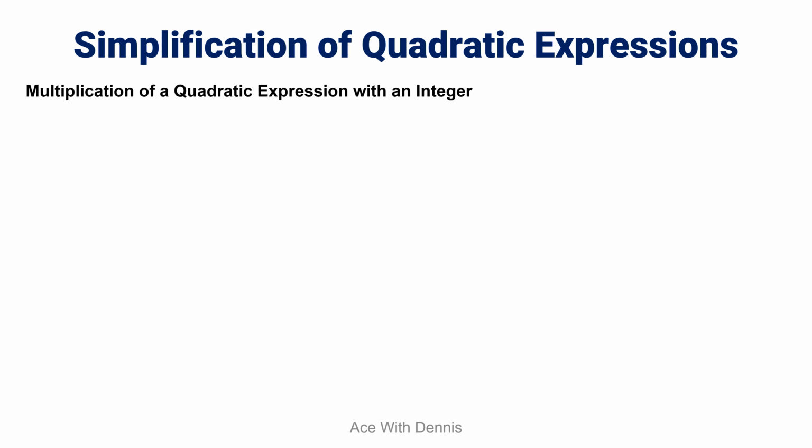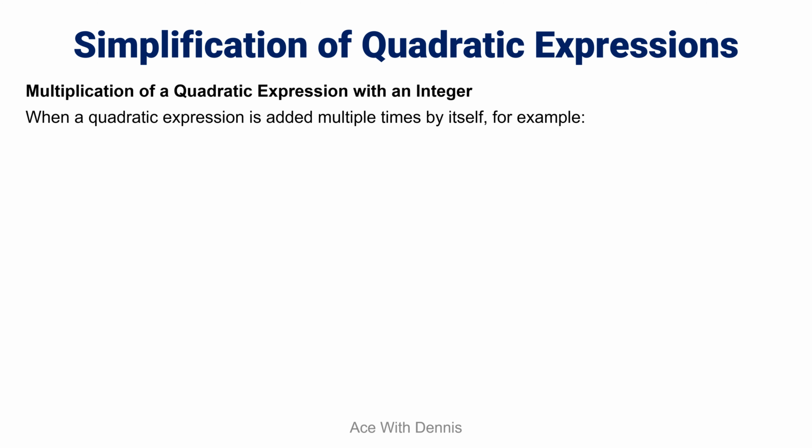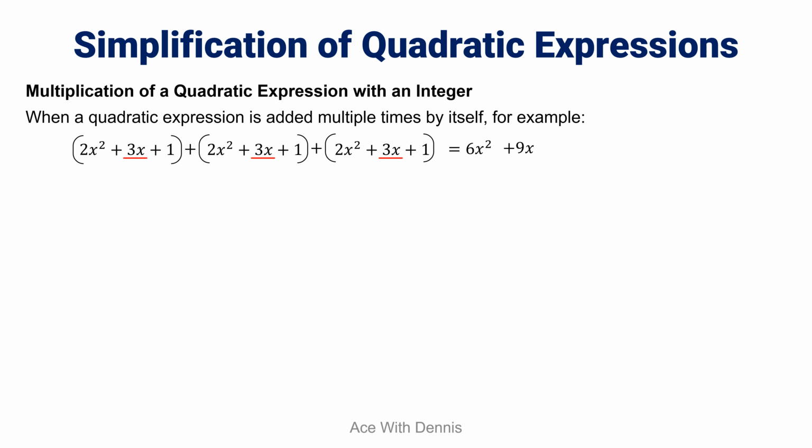Multiplication of a quadratic expression with an integer. When a quadratic expression is added multiple times by itself, for example, 2x squared plus 3x plus 1 added to itself 3 times, what we get is 2x squared plus 2x squared plus 2x squared. We have 6x squared, followed by the x term, 3x plus 3x plus 3x, we get 9x. Then the constant term, plus 1 plus 1 plus 1, we get plus 3.